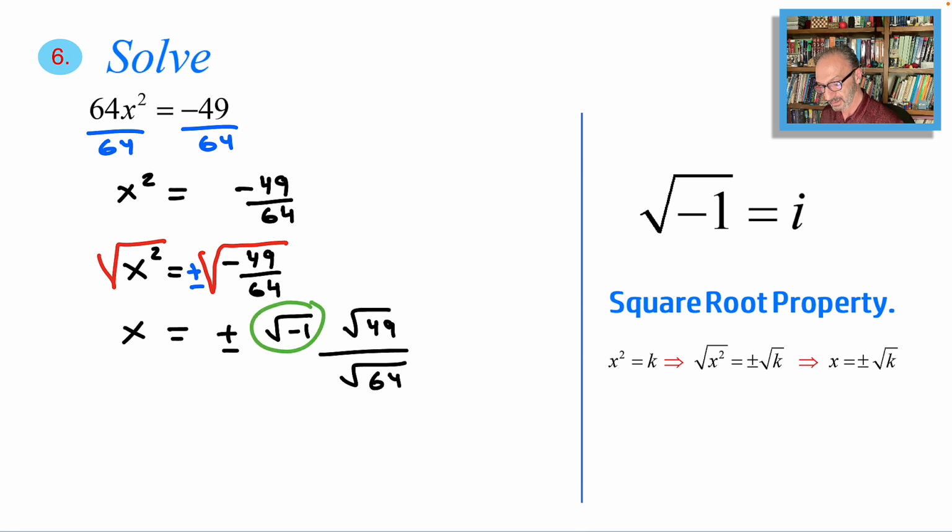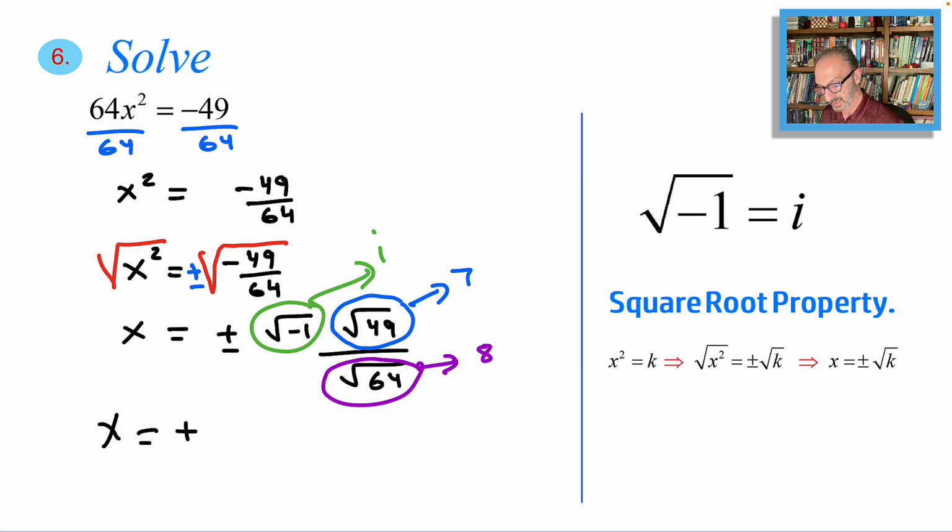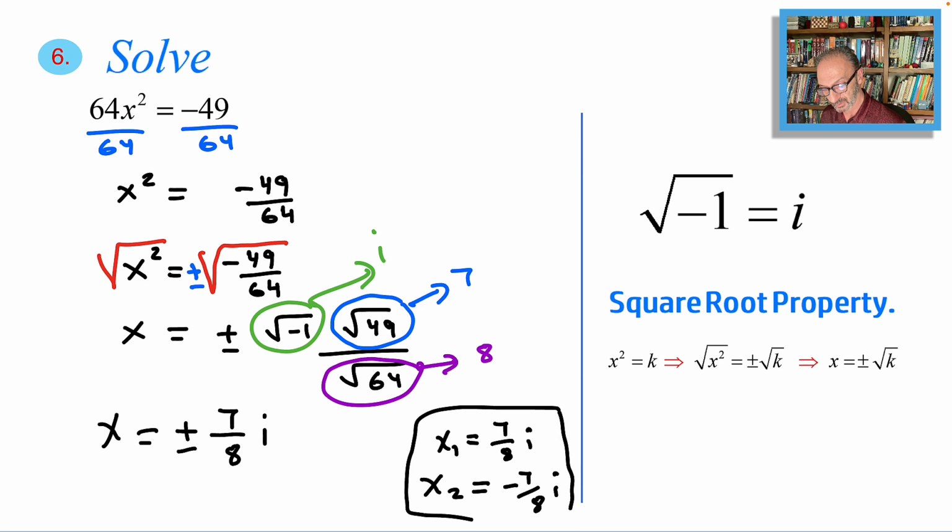This will give you i. This will give you 7, and this will give you 8. So what we have is x equals plus minus 7 over 8i. So we have two answers. x1 equals 7 over 8i, and x2 equals negative 7 over 8i. And that should do it for this problem.